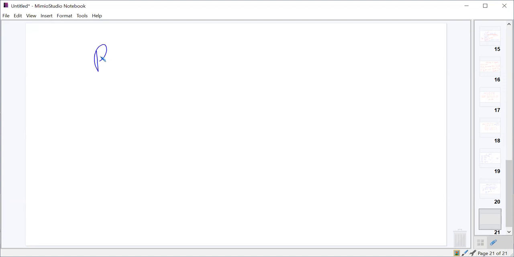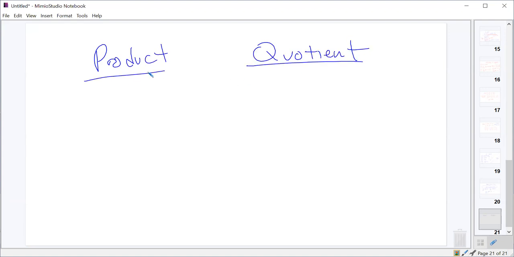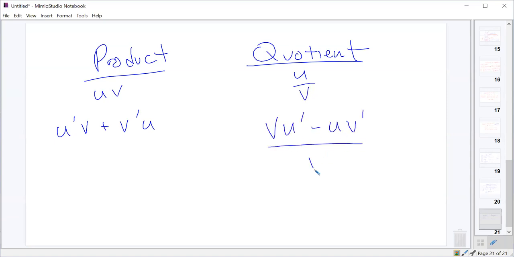We will talk quickly about the product and the quotient rule, just because I want to reiterate that anytime you have a product of two functions or a quotient of two functions, you must use the product or quotient rule. All right, so if we're looking at u times v, it should be u prime v plus v prime u. And if we're looking at u over v, you need to do v u prime minus u v prime over v squared. Don't forget that.